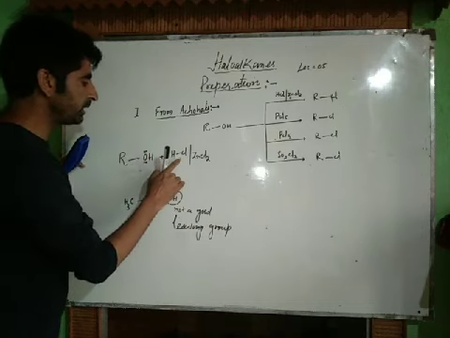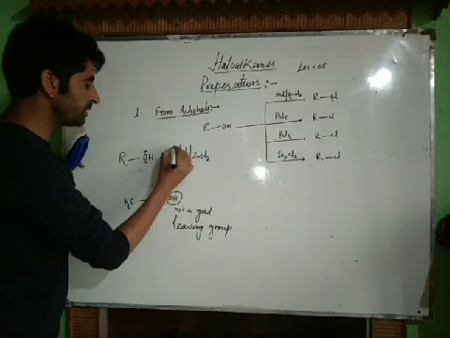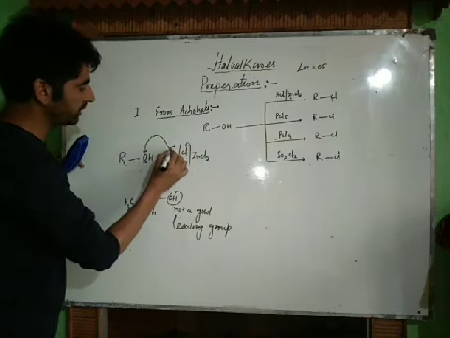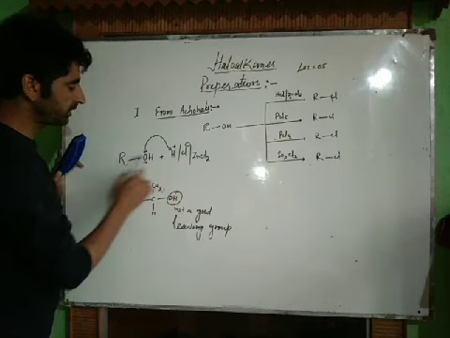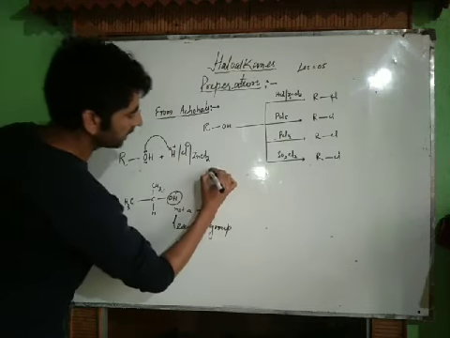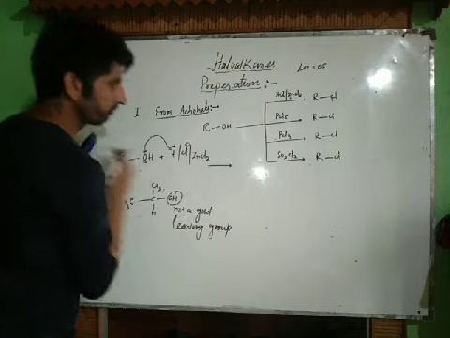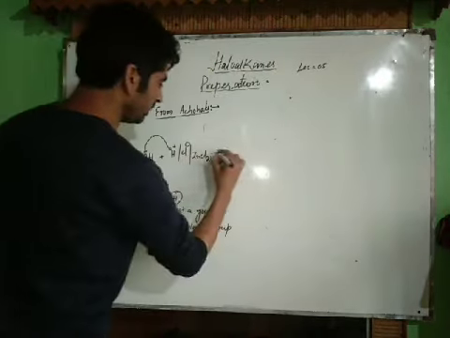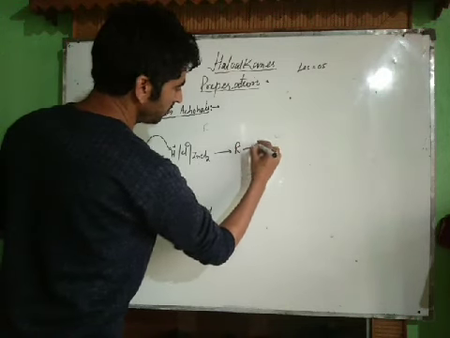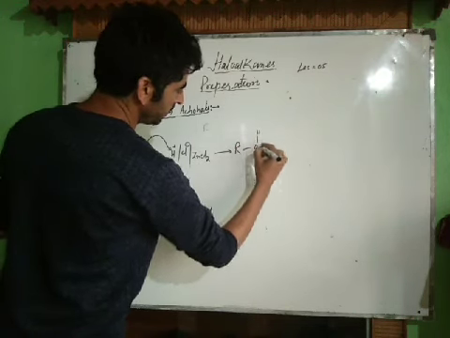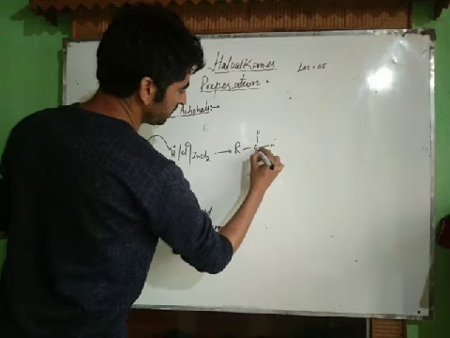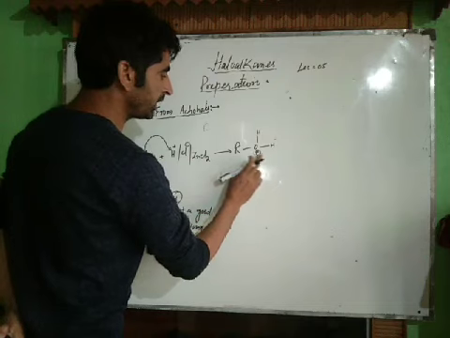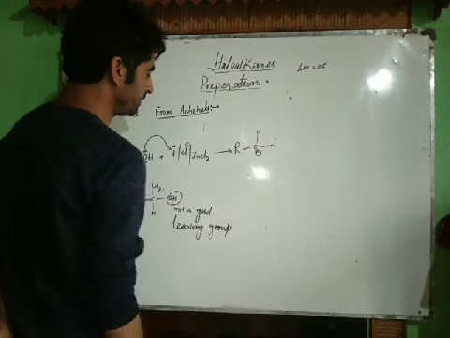Now if HCl dissociates, it gives H positive and Cl negative ions. The lone pair of electrons abstracts this H positive ion, and we get R, O, H and H, with a positive charge on oxygen. Now this OH2 group has become a better leaving group because oxygen is now positively charged.